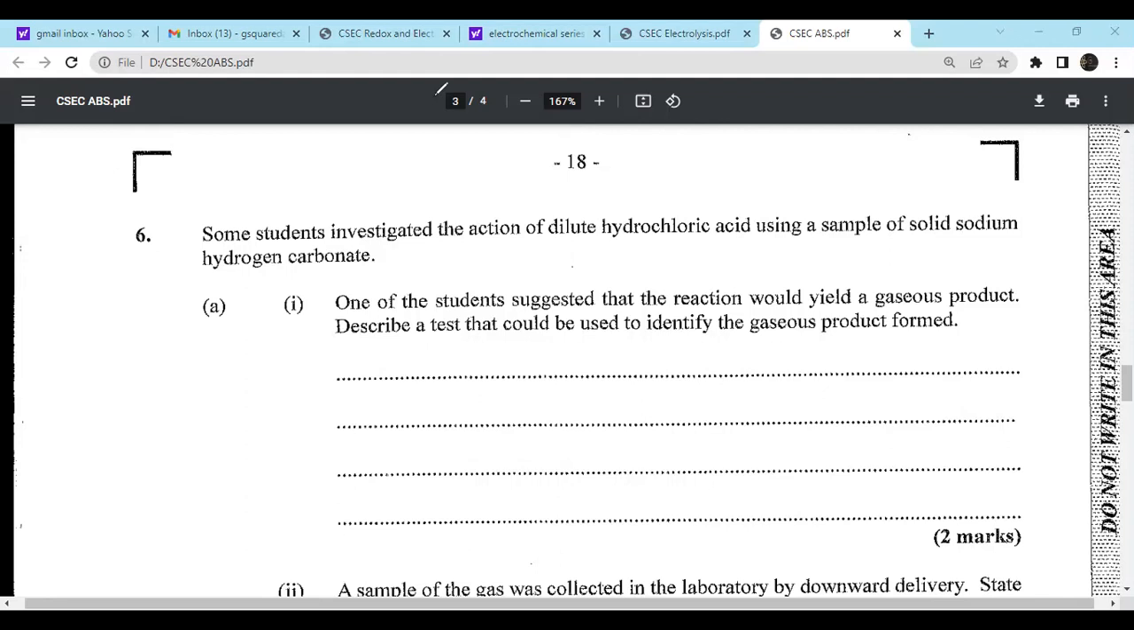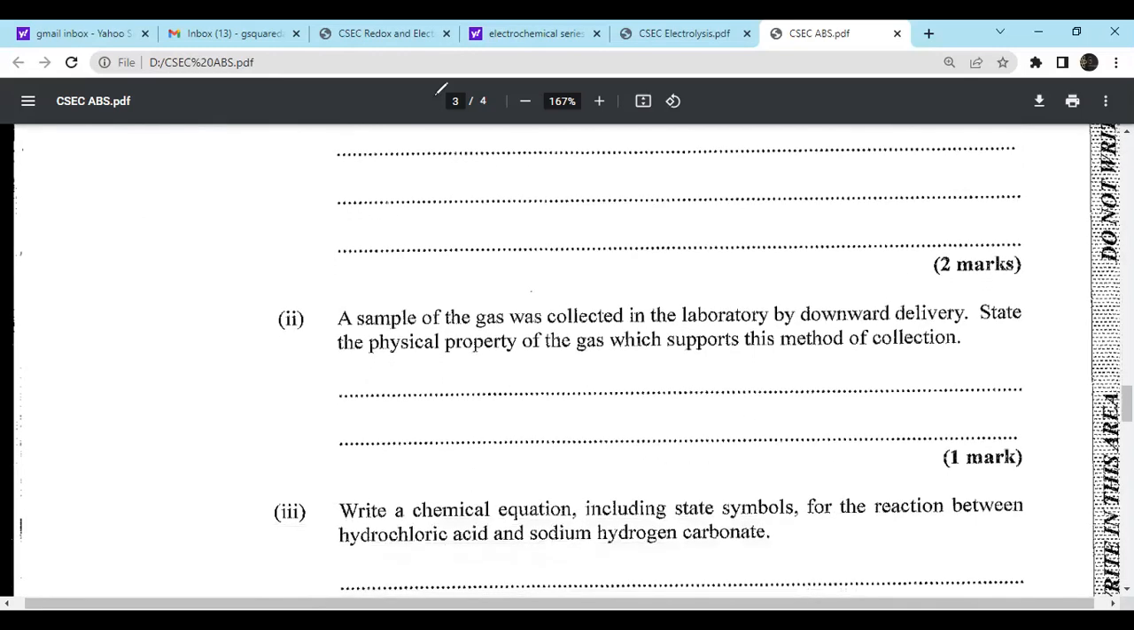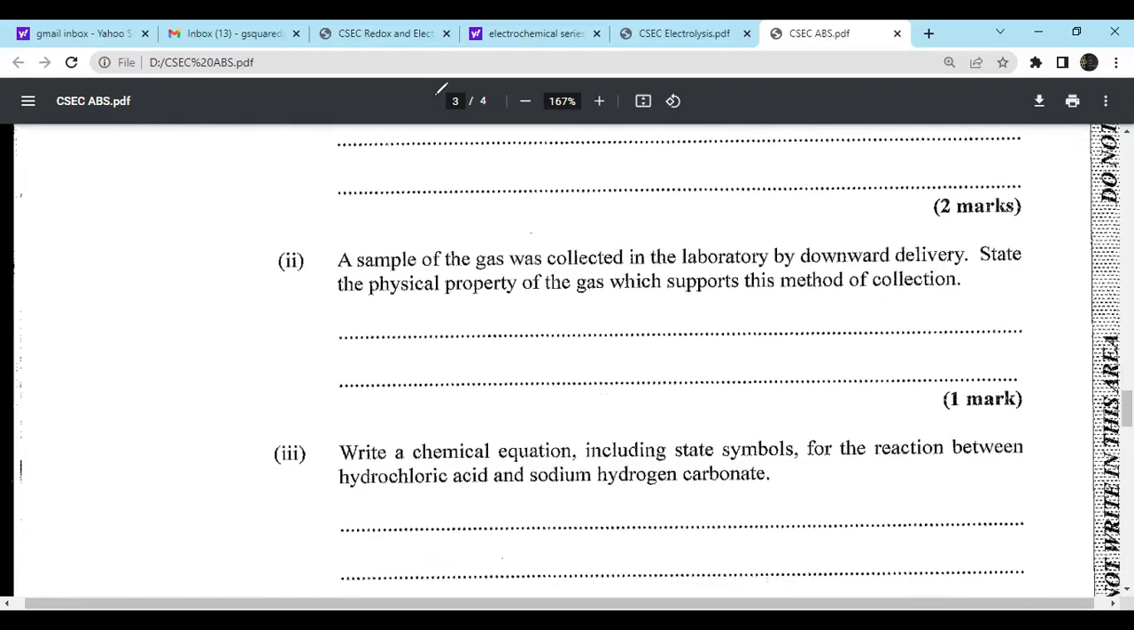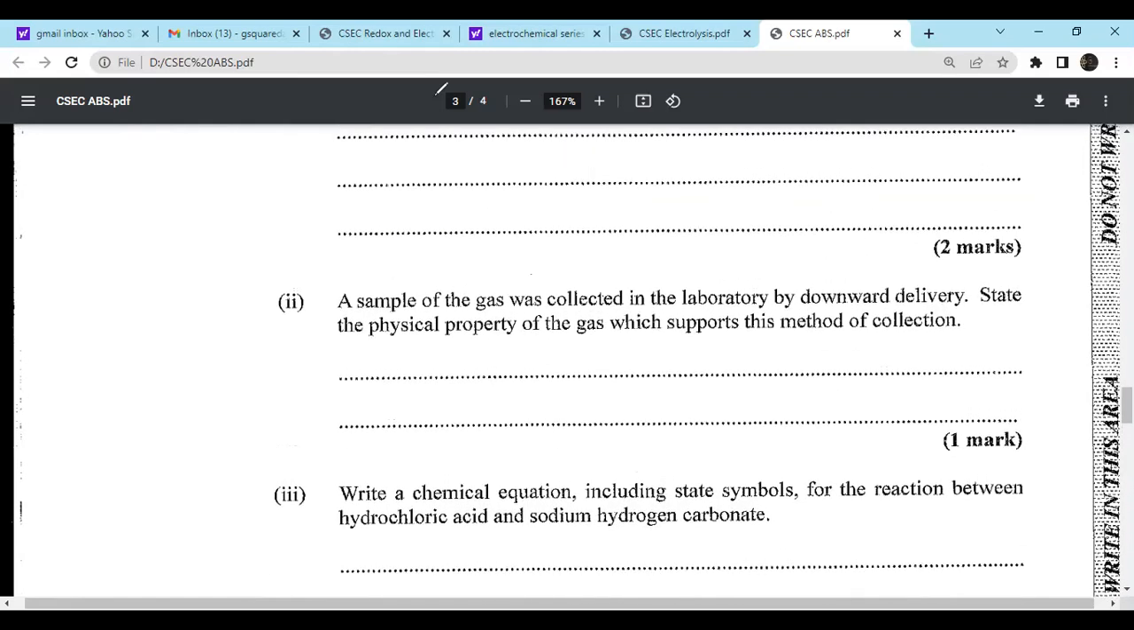You could also blow the bubbles of the gas over a flame, and if it extinguishes the flame, it could possibly be carbon dioxide. A sample of the gas was collected in the laboratory by downward delivery. State the physical property of the gas which supports the method of collection. Why would they collect this gas by downward delivery? They would collect it by downward delivery because it's more dense than air.